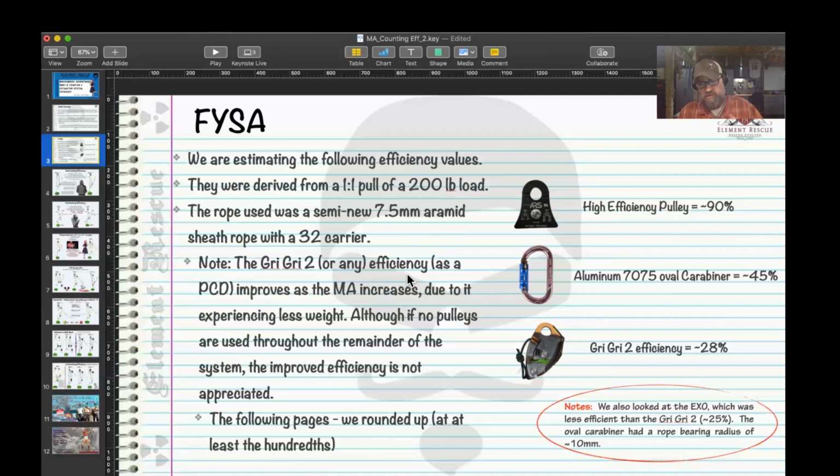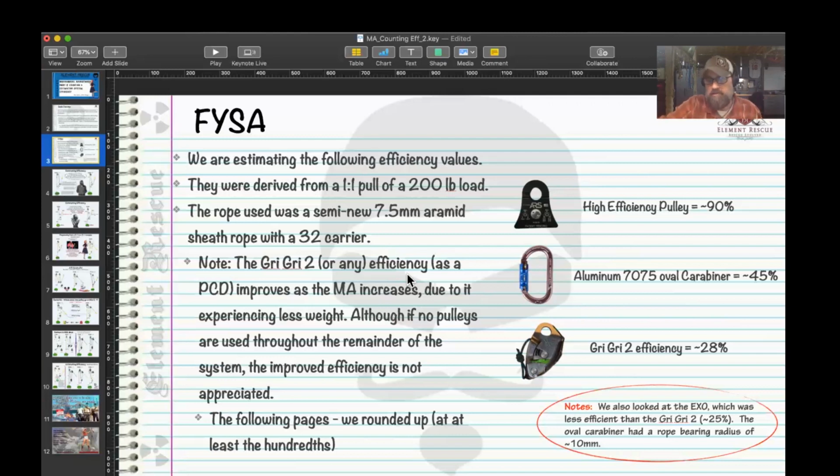Real quick note too on the gree-gree. When we have an inefficient progressive capture in there, like a gree-gree, as the mechanical advantage, if I have highly efficient pulleys in my system, and let's say I have a 3-to-1, that gree-gree is going to be a little bit more efficient than 28%. If I make that into, let's say, a 5-to-1 complex or 5-to-1 simple, and all those pulleys are efficient, that will increase that efficiency seen on the craptastic number that we have there when it's just in a 1-to-1.